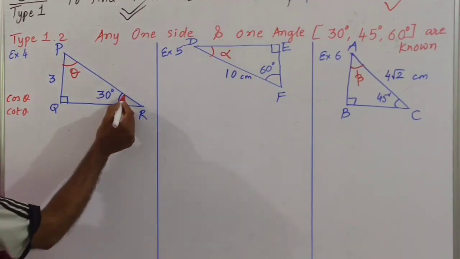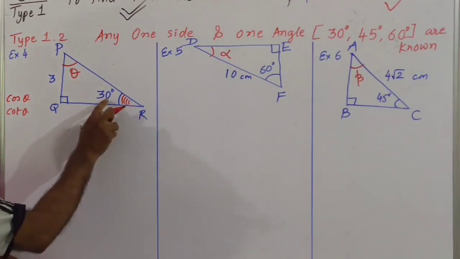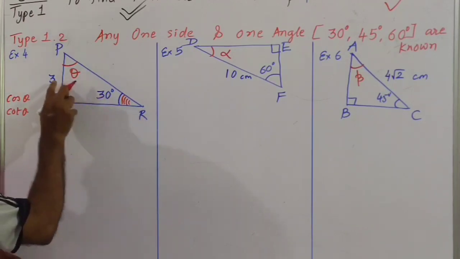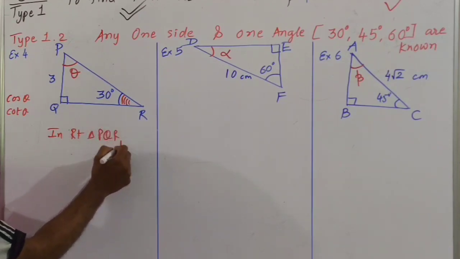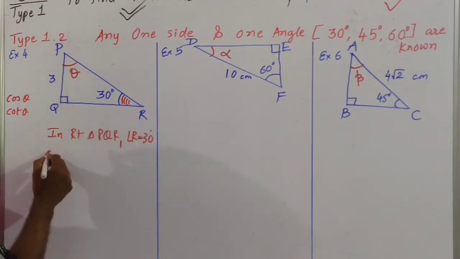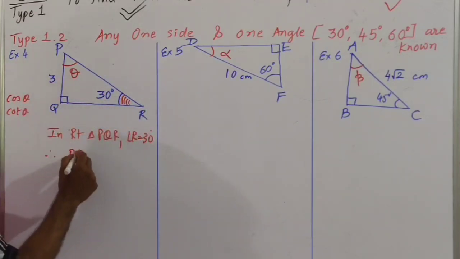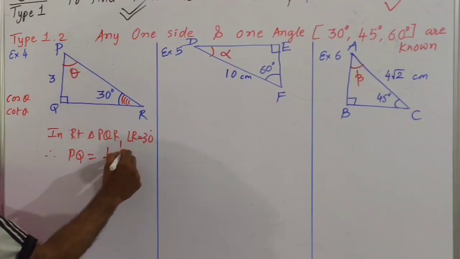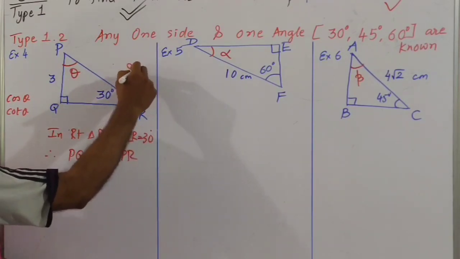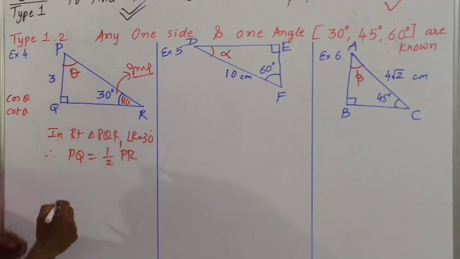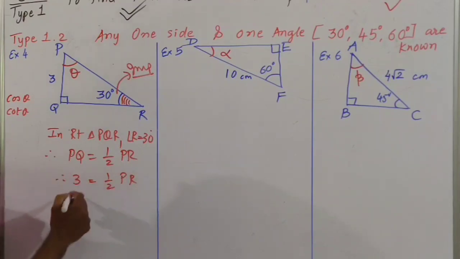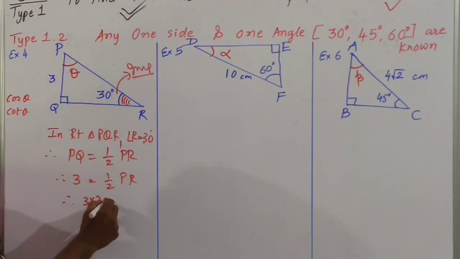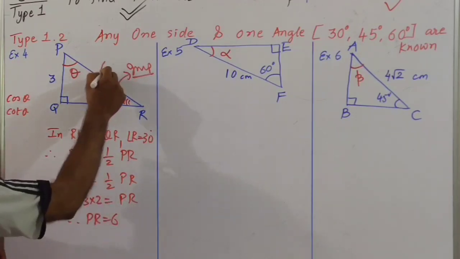But then recall, in a right triangle, if the angle is of measure 30 degree, then the opposite side, okay? In right triangle PQR, angle R is equal to 30 degree. Therefore, opposite side PQ is half of hypotenuse PR. This result, children, is very important, remember. Okay, what is given? PQ is given. PQ is 3, which is equal to half of PR. Take 2 to the other side. So 3 into 2 is equal to PR. Therefore, PR is equal to 6. So I got PR as 6.